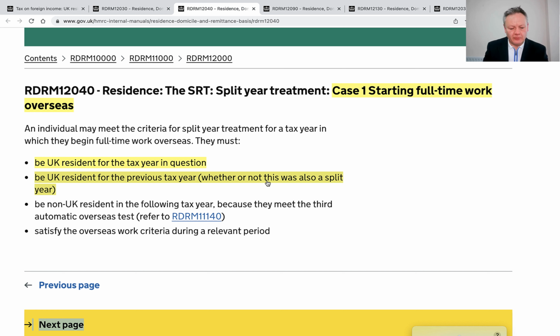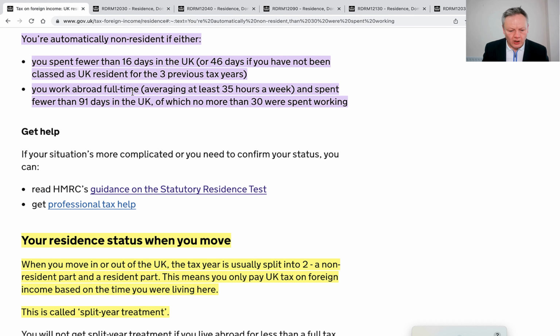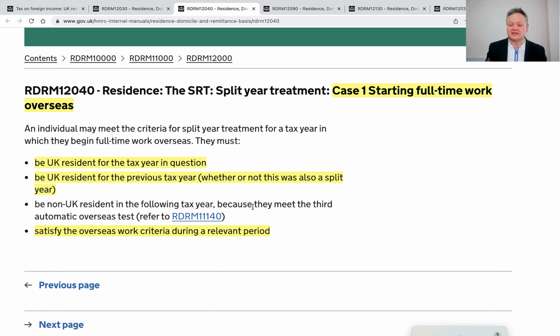Be UK resident for the previous tax year, whether or not this is a split year. Again, we are focusing on the fact that you are going to be leaving the UK to be considered non-tax resident for the second part of the year. And it does say satisfy overseas work criteria. And as the previous page suggested, if you are going to be working at least 35 hours per week, then you will be okay to be considered working abroad. And therefore you meet the full-time work.